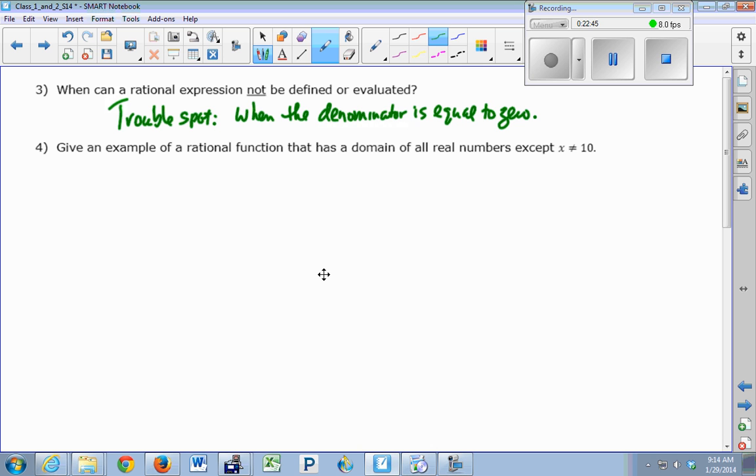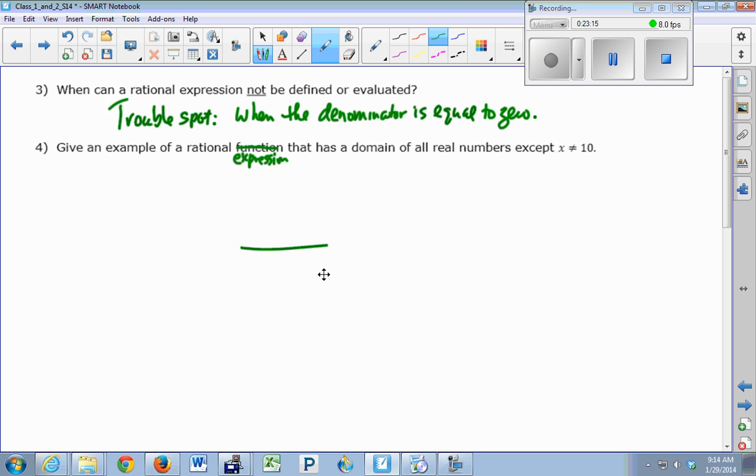Okay. So can you give me an example? Oh, I said a function. Sorry, it should be expression. We haven't done functions yet. Can you give me an example of a rational expression that has a domain of all real numbers except x cannot equal 10? Can someone give me a rational expression? So that means I've got to put a fraction bar there, where the domain is any number, but it can't be 10.